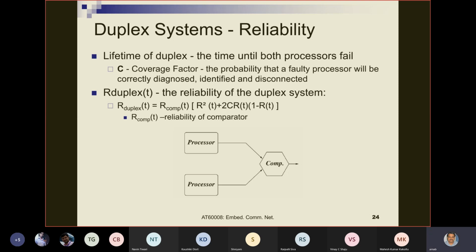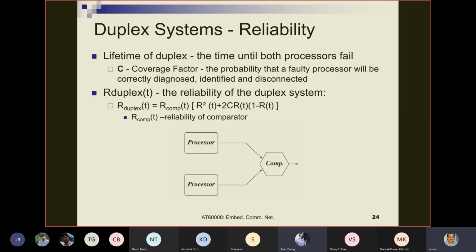Okay, somebody explain this to me. Other than Vinay and the others whose voices I have heard, I want somebody else to explain this equation to me. I have explained a lot. Now you explain one. Yes, hello. So the reliability of this duplex system is the reliability of this comparator, multiplied by the reliability of both processors working correctly, or one of the processors working correctly and one faulty, with the coverage factor C, that it is being identified correctly that it is faulty.